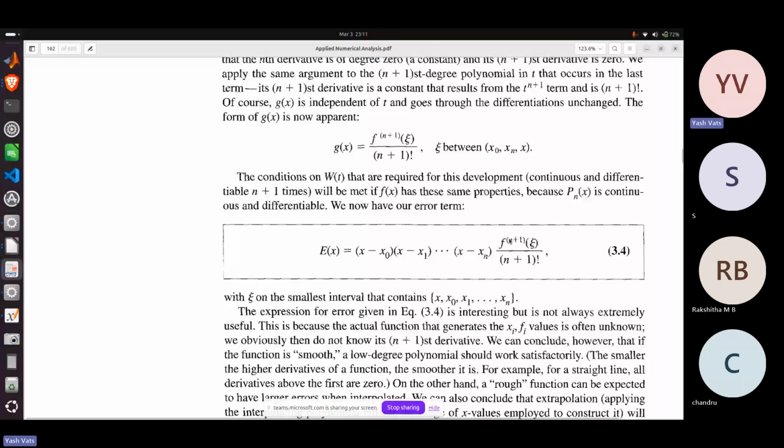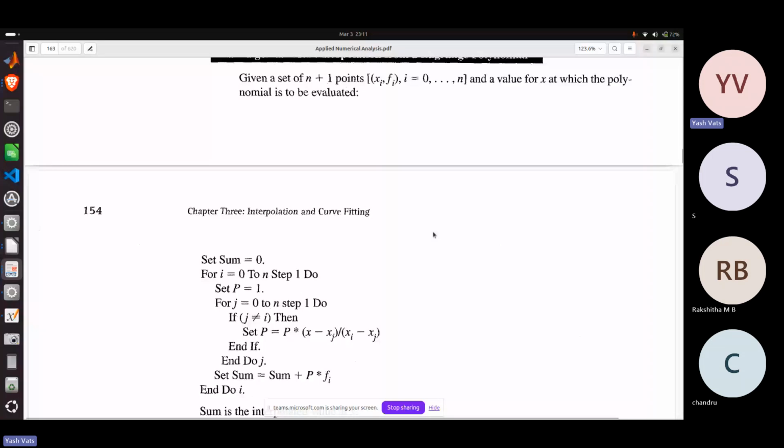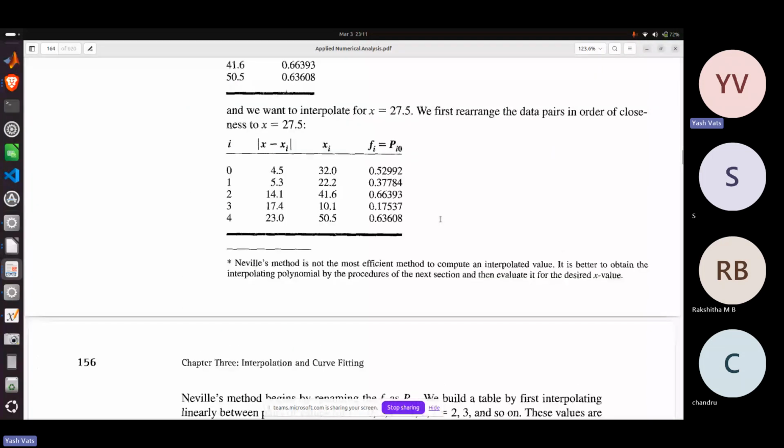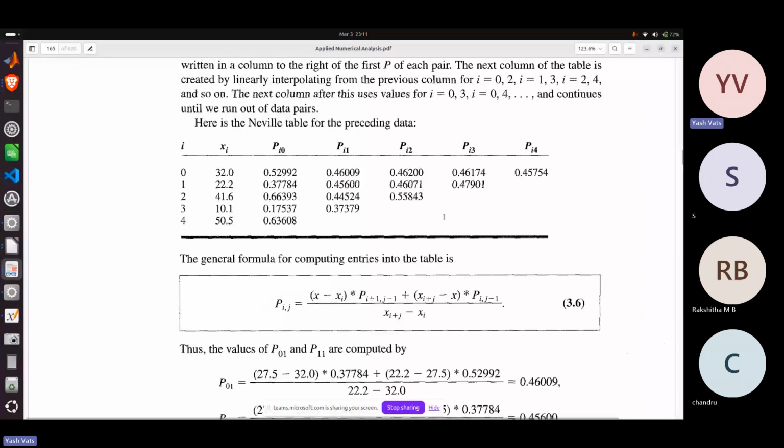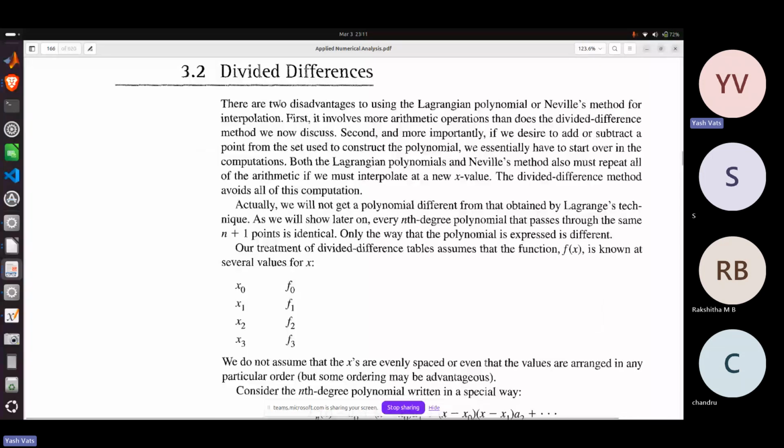the absolute value of this function, like the bounds over it, in that way. All right, so we go with another method which is called divided differences. There are two disadvantages of using Lagrangian polynomial. First, it involves more arithmetic operations than does the divided difference method. So the problem with the Lagrangian polynomial method is that it does more arithmetic operations.